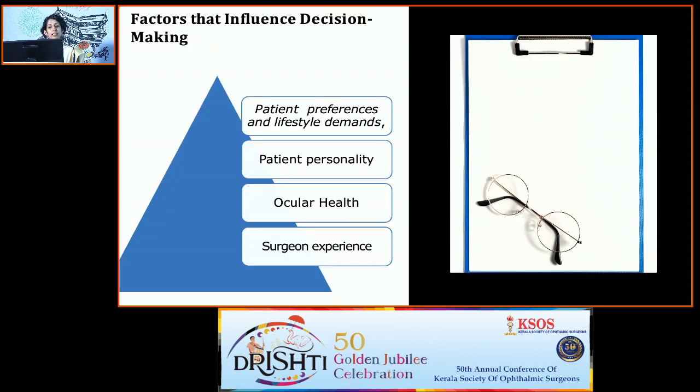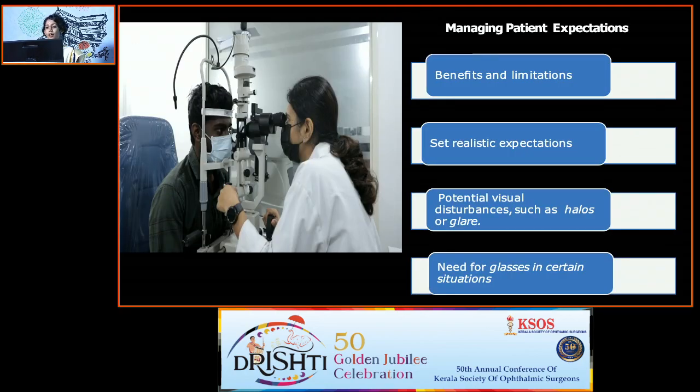Coming to the factors that influence decision making, it is important to understand the patient preferences, whether the patient likes night driving, what is the kind of patient personality, what is the ocular health, and also make the decision based on the surgeon's experience. It's important to explain the benefits and limitations, set realistic expectations, explain to the patient regarding halos and glare, and also explain that in certain situations, the patient may still need glasses.